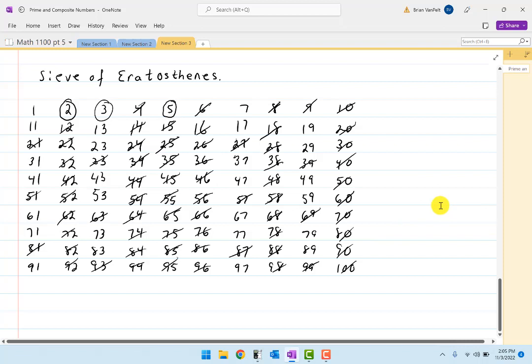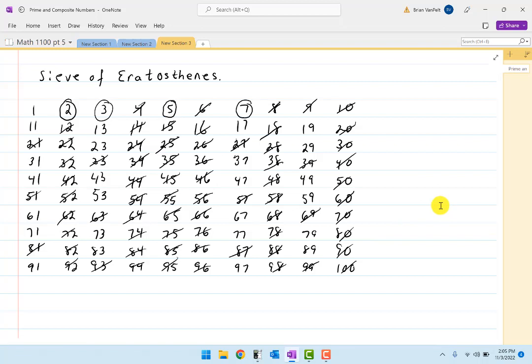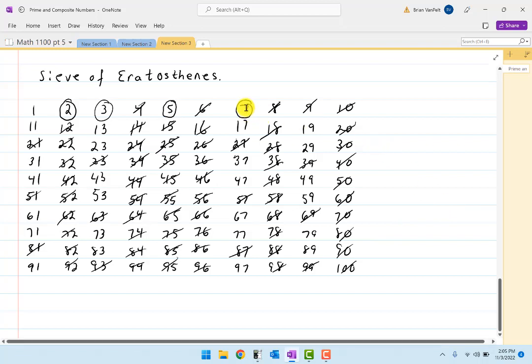Now I move on to 7. So I circle it. Count every 7 places from 7. So starting at 7, if I count 7 places, I land at 14. Notice that it's been marked. If I count 7 more places, I land at 21. Notice that it has been marked. 7 more places to 28, it has been marked. 7 more places to 35, it has been marked. 7 more places to 42, it has been marked. 7 more places to 49. Finally, we get to one that hasn't been marked.